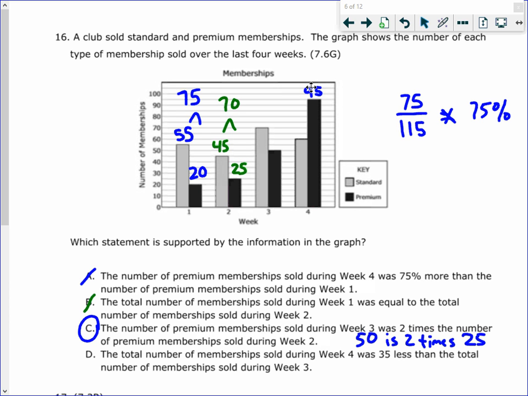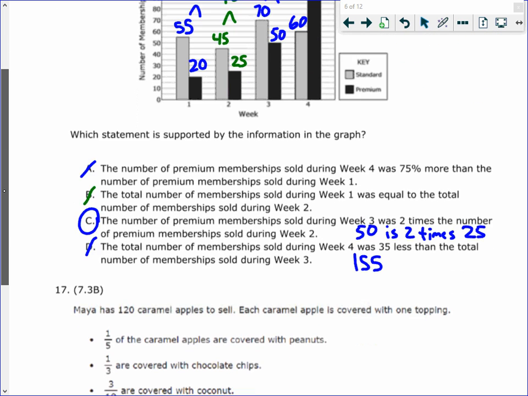make sure D is wrong. The total number of memberships sold during week 4 would be 95 plus 60, so 155. Let's see, is that going to be 35 less? That means week 3 would need to be 190. I don't think so. Week 3 is definitely not 190. So just by reasonableness, we know it's not going to be this one, but let's just make sure. And that's 120. It's actually bigger. So it's not less. It should be bigger anyways. So there you go. Pretty tricky problem, but our answer is C.